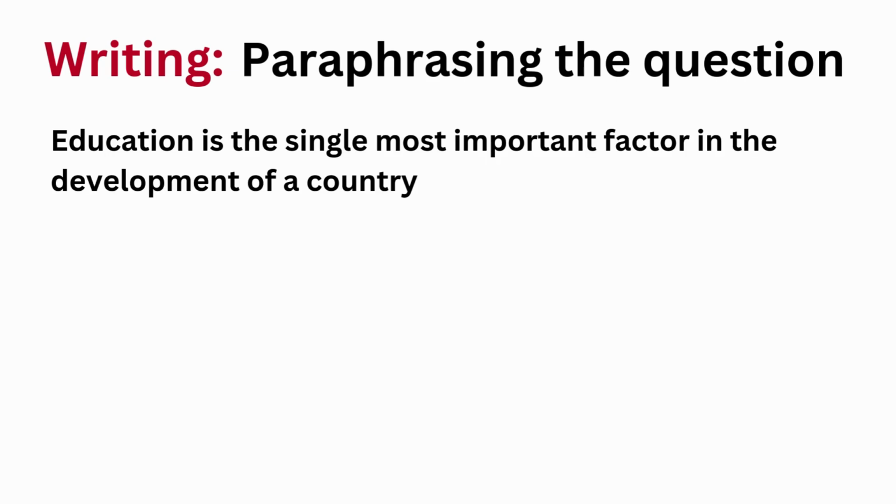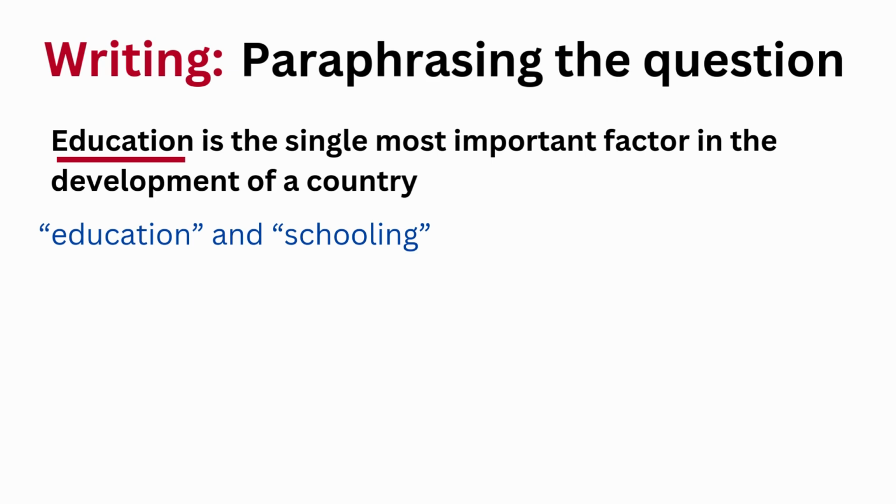So, let's look at an example. Our first word here is education. What's another word we can use instead of education? Well, there are different words we can use. One option could be schooling. So, we could change this word to schooling. For example, schooling is the single most important factor in the development of a country.